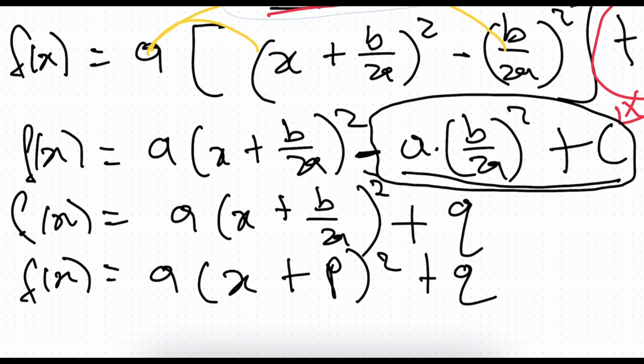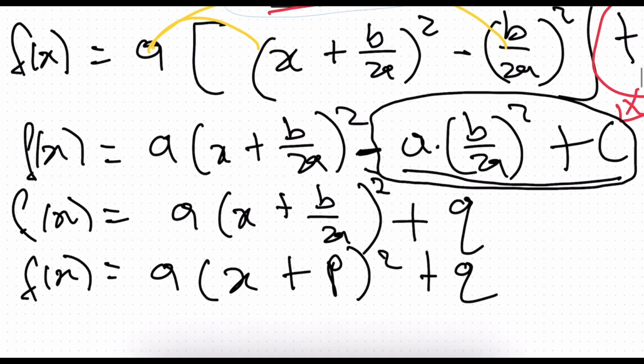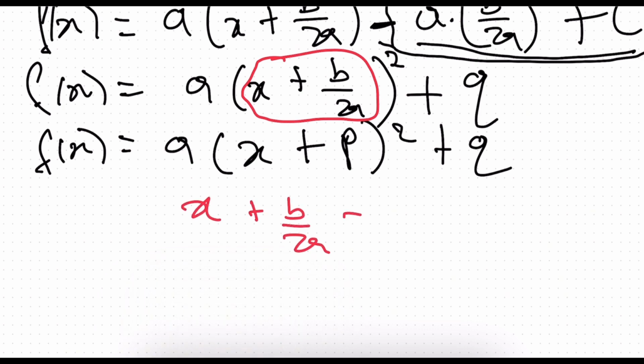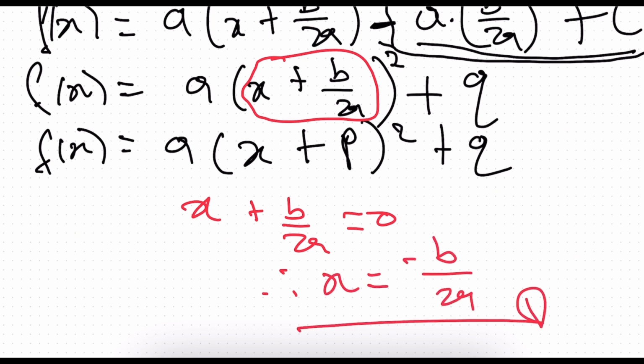So now, how did they come about saying your x coordinate of the turning point is equivalent to minus b over 2a? You remember what I said? If you're going to determine the x coordinate of the turning point, you equate this guy over here to zero, right? So if x plus b over 2a equals zero, therefore your x is going to be equal to minus b over 2a. So that's how you generally determine the x coordinate of the turning point. And then your y coordinate will be equal to q, generally given.